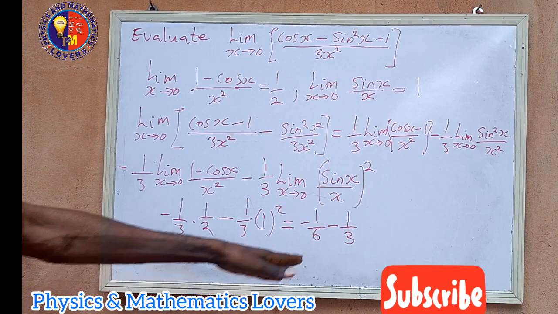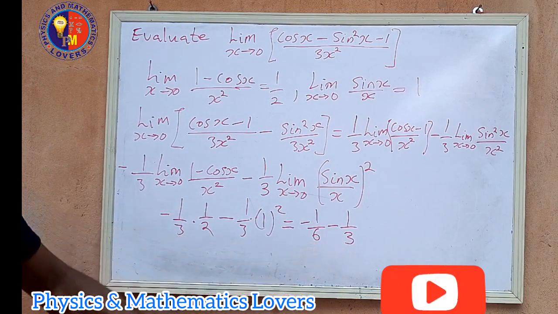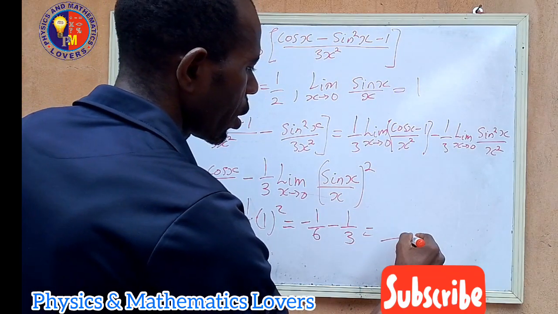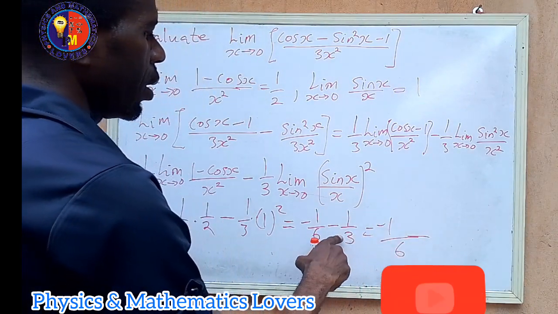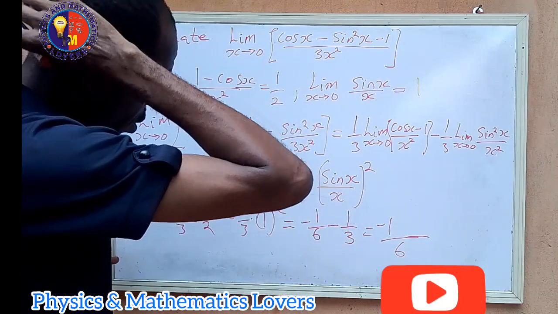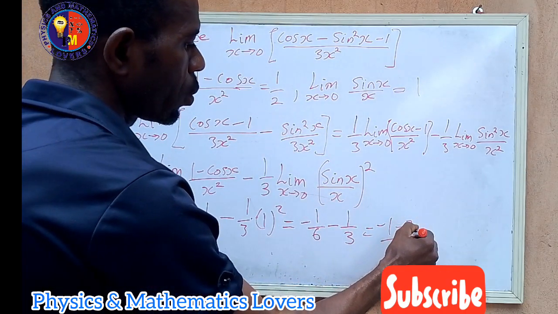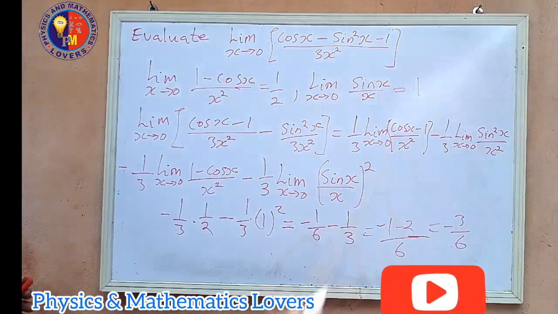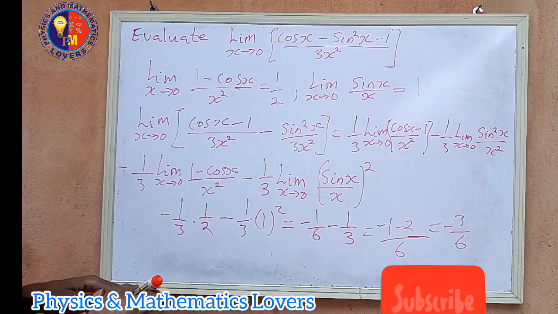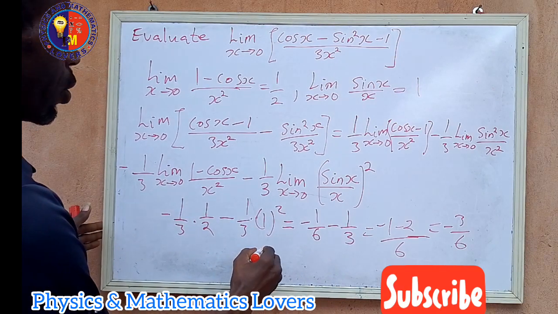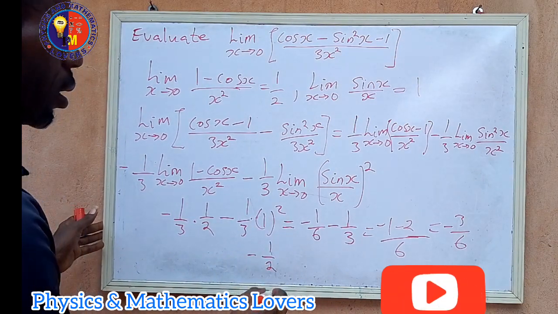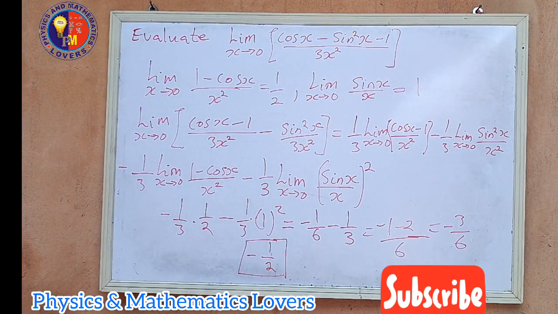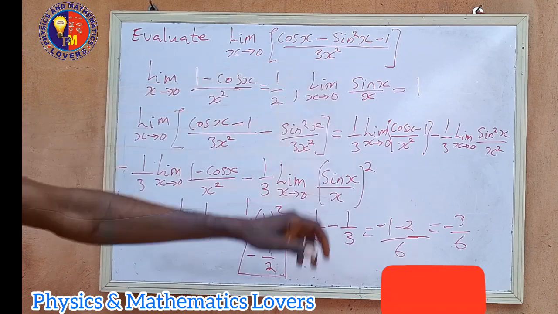So here it's very easy. Find the LCM. The LCM is 6. So we have 6, then minus 1, then 3 goes here, it's 2. Then minus 2, which will now give us minus 3 all over 6. So reduce it to the lowest term. We're going to have minus 1 over 2. All right. So that is the answer. Minus 1 over 2 is the limiting value of this function.